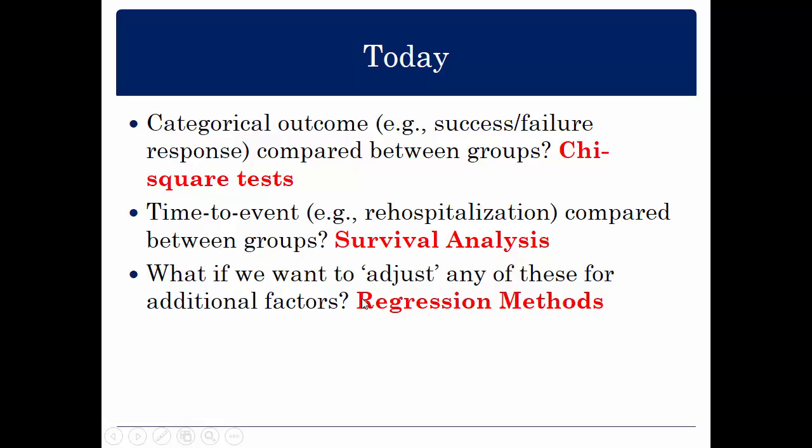So again, we'll focus on a similar experimental situation where we have categorical outcomes rather than continuous outcomes, looking at response rates essentially between groups. We'll look at survival analysis methods, which are specific for cases when you're interested not only in whether an event occurs, but what's the timing of the occurrence. And then also we'll look at different ways of adjusting these common experimental comparisons for other additional factors that we typically call prognostic factors. And those methods are regression methods.